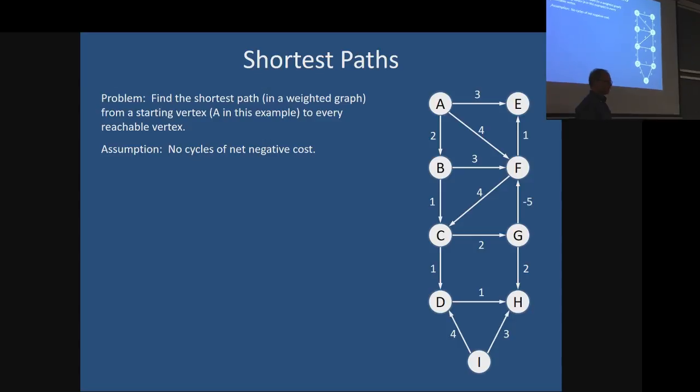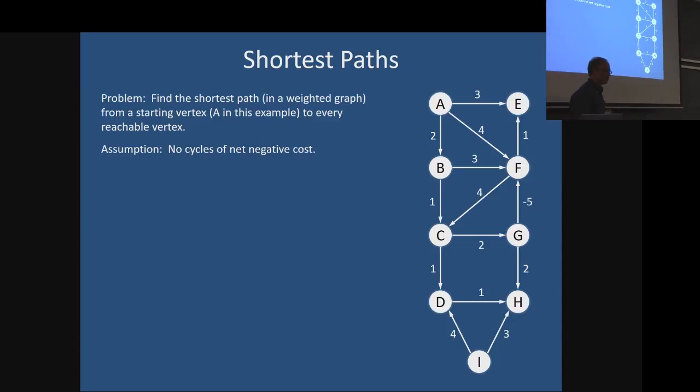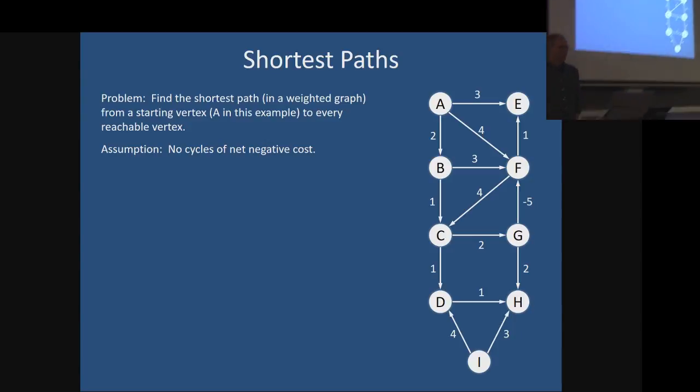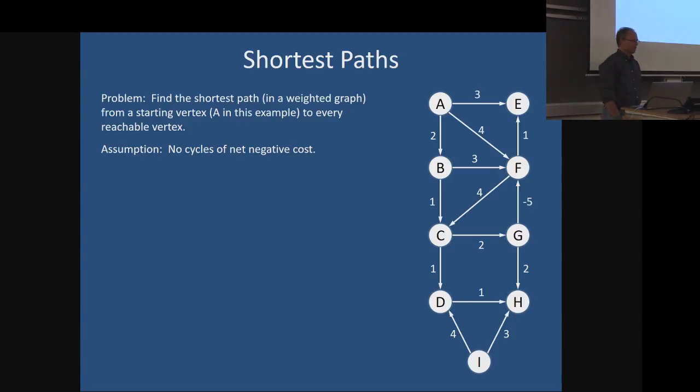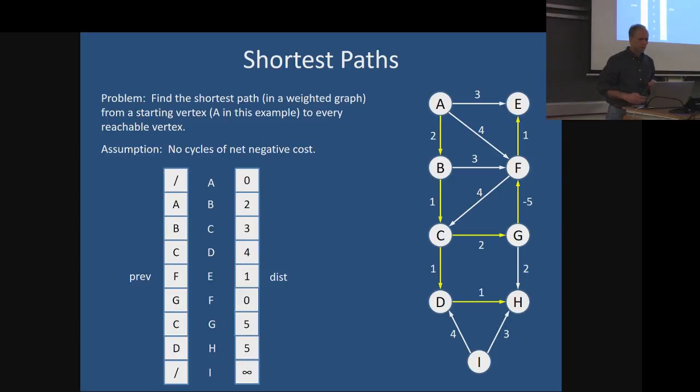No, you just keep going. I go around it again and again and again. I can make it as low as I want, and there's no limit. So there is no shortest path. So the problem isn't really well defined if you have cycles of net negative cost. So we're going to assume in all of our algorithms that there are no such things.